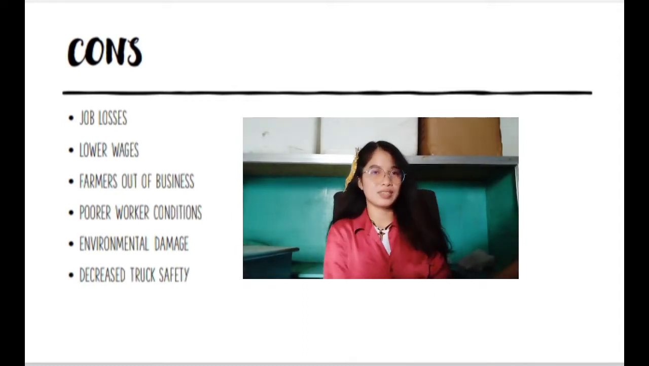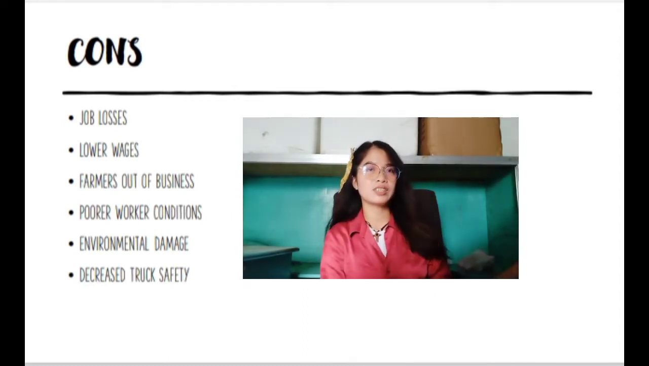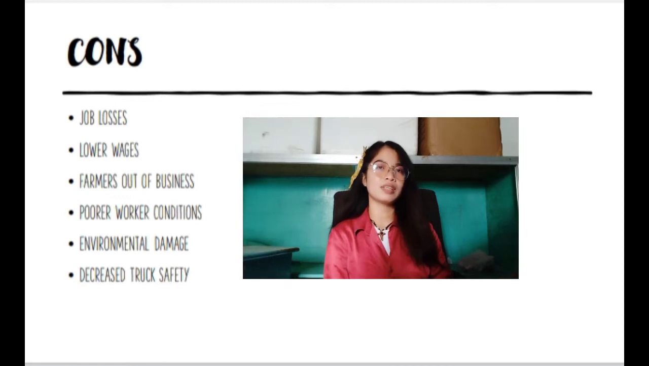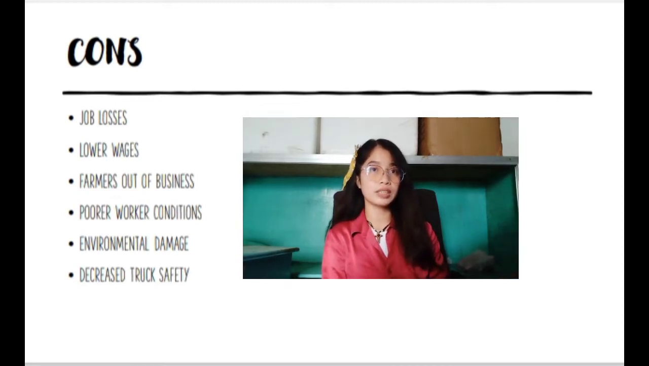Next is lower wages. Job migration suppressed wages. Companies threatened to move to Mexico to keep workers from joining unions. Without the unions, workers could not bargain for better wages.